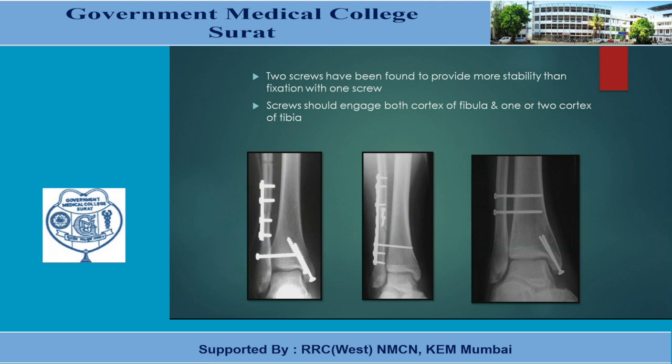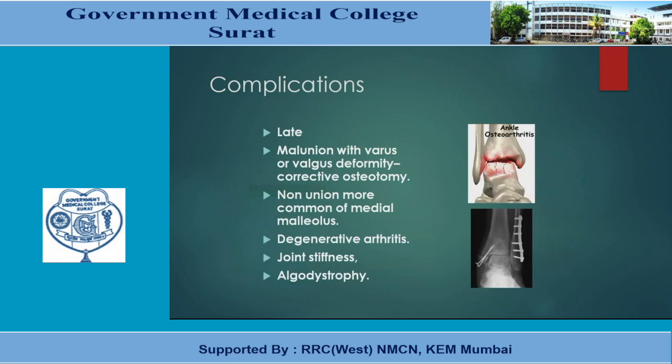There is a screw from fibula to tibia, and in the second X-ray there is also a screw from fibula to tibia, and in the third X-ray also. This reduces the space between the tibia and fibula and acts as a syndesmotic ligament. Complications: late malunion may be there, varus or valgus, non-union, ankle arthritis, joint stiffness, and complex regional pain dystrophy.